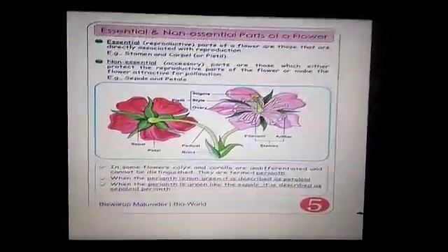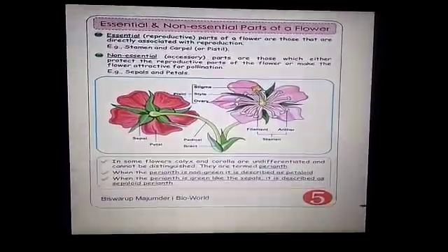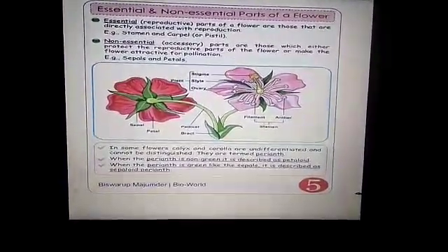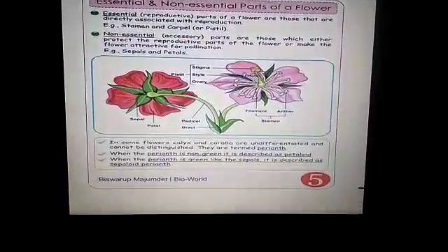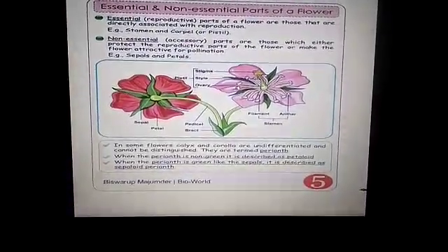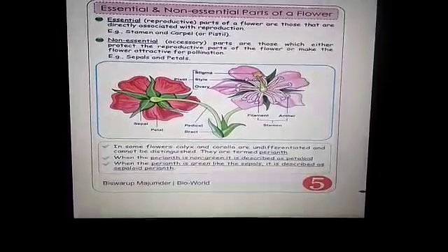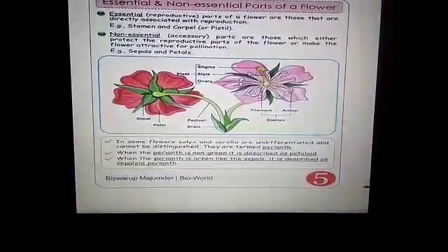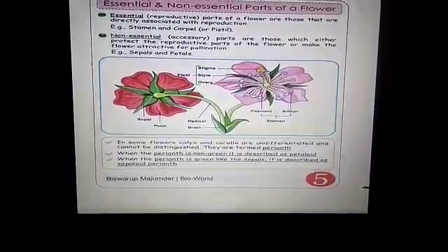See the essential and non-essential parts of a flower. The essential parts of a flower are those directly associated with reproduction. Non-essential parts are those which either protect the reproductive parts of a flower or make the flower attractive for pollination. These are the sepals and petals.